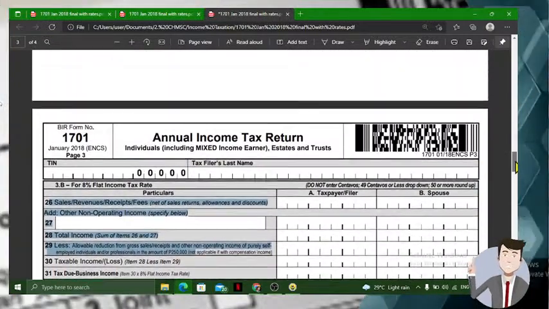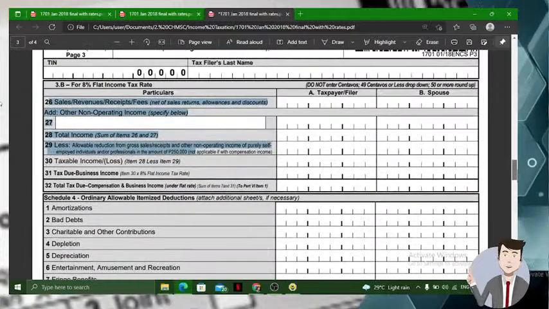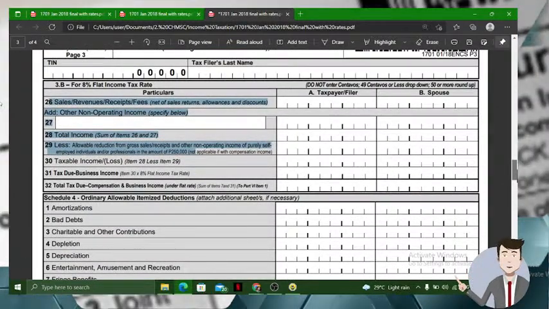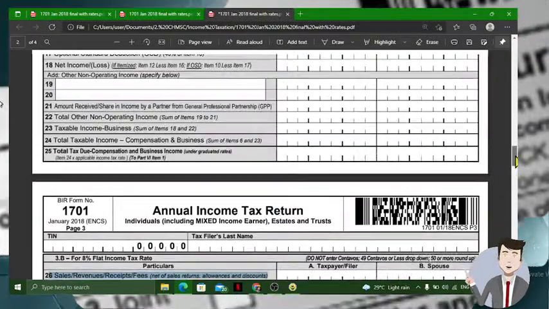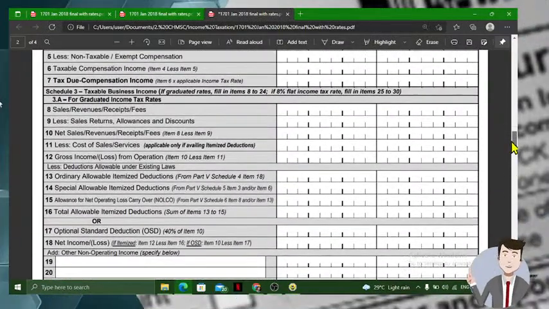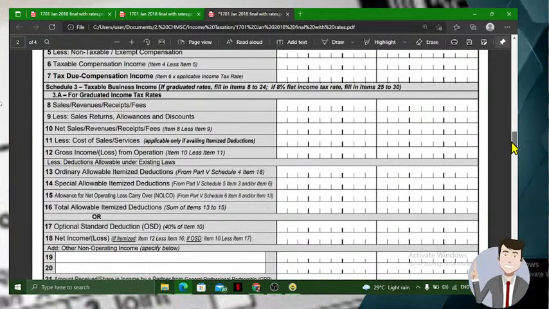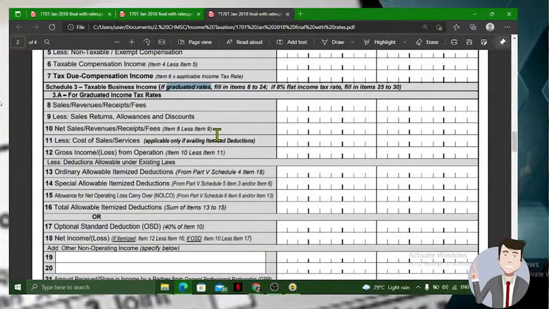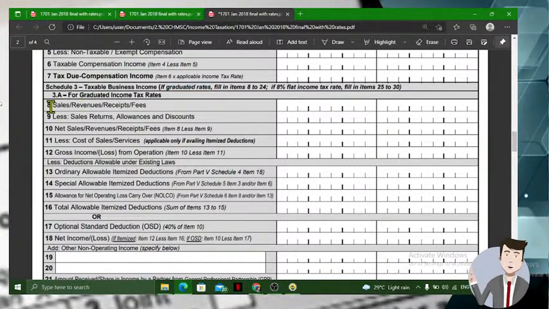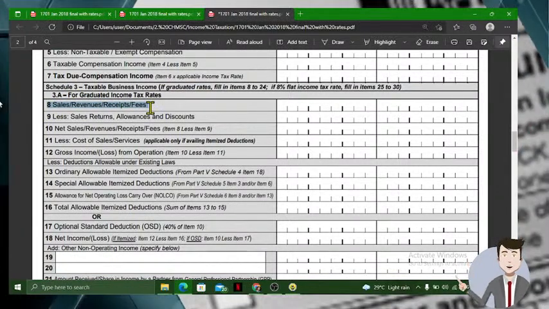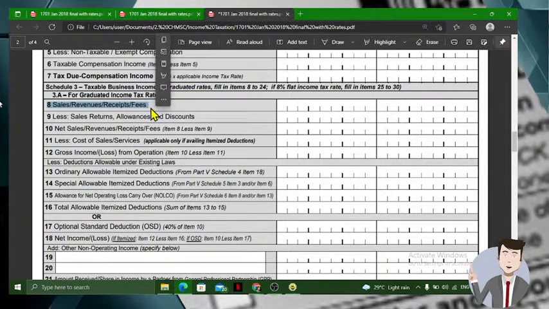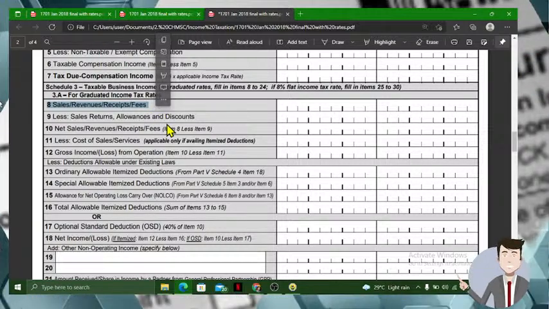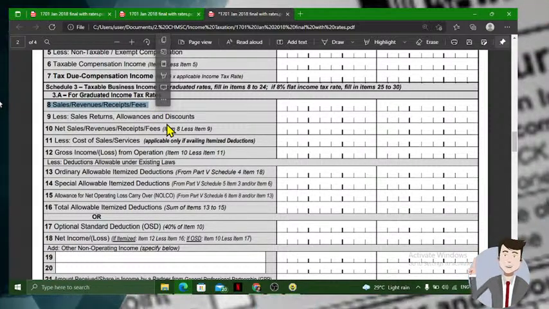Okay? So, refer to who are the taxpayers that can avail the 8% flat income tax rate. Okay, so let's proceed first. Let's discuss first the business income for taxpayers availing graduated rates. Okay? So if you have noticed, the formula or the format is just the same as the income statement, only the format or the presentation is different. But the flow or the order of the account titles is the same as your income statement.